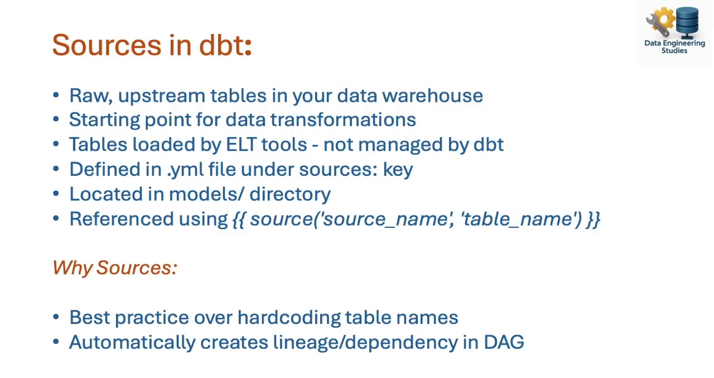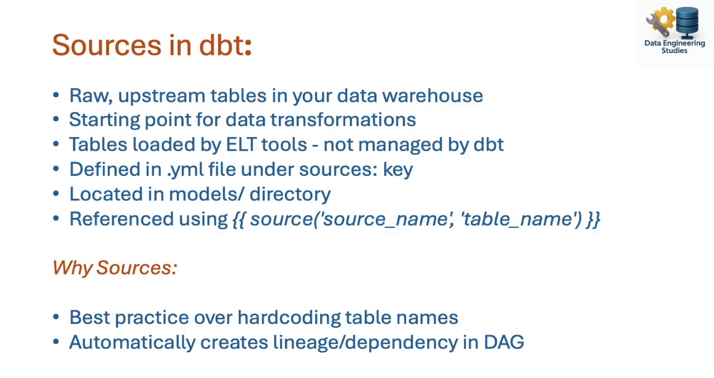Now let's talk about how we define sources in dbt. Sources are defined in .yaml files using the sources key. This YAML file is located in your models directory. Instead of hardcoding the table names directly in SQL, you reference the source using the source function. In the source function, we provide the source name and the table name.